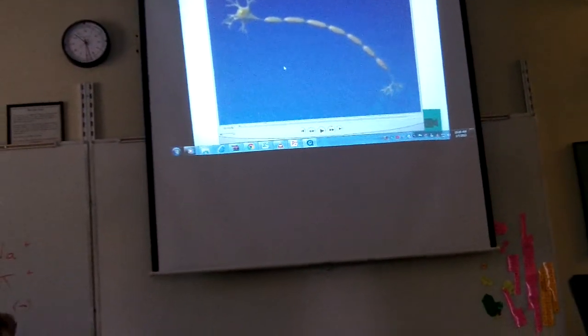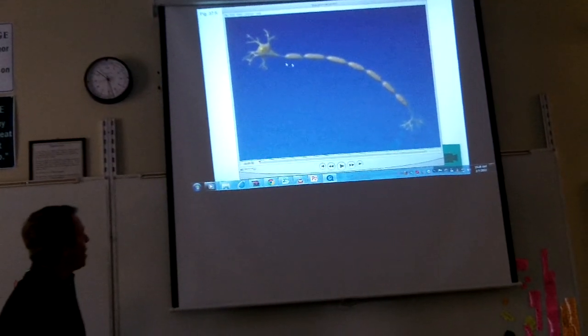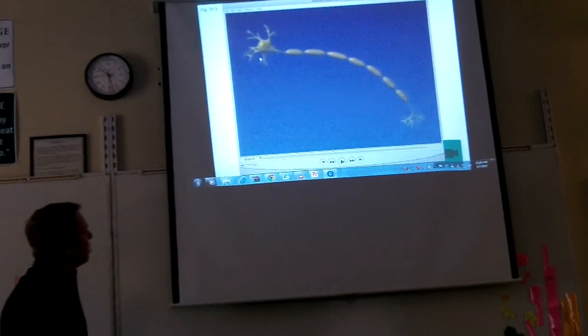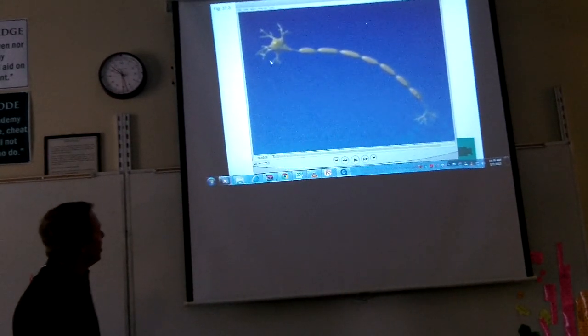So this is just to review what we did yesterday. What is this right here? Axon. It's a neuron, also called a nerve cell. What are these called? Dendrites. What's that called? Cell body.